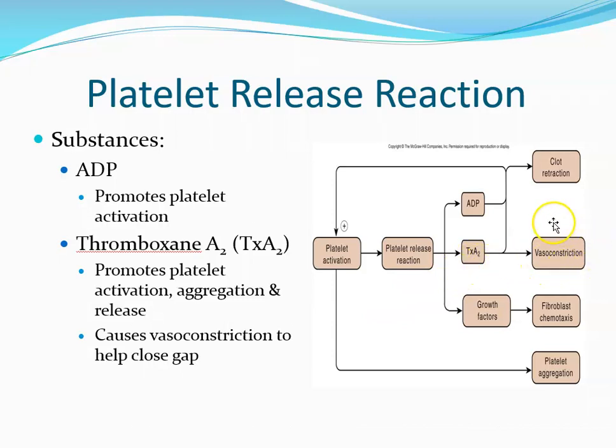Thromboxane A2 also is responsible for vasoconstriction. What this will do is close the gap at the site of damage so that you will ultimately need a smaller clot in order to stop the bleeding.